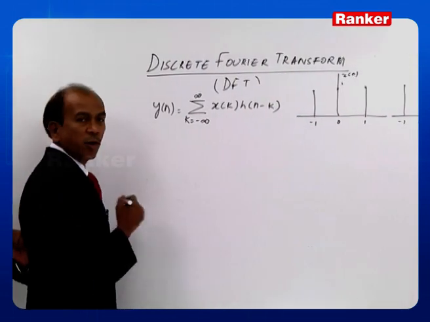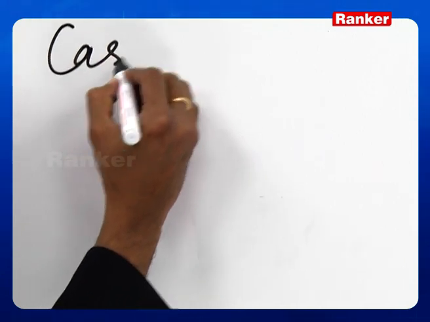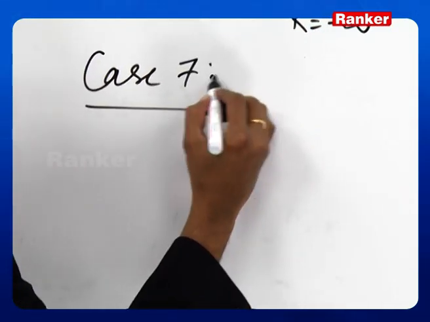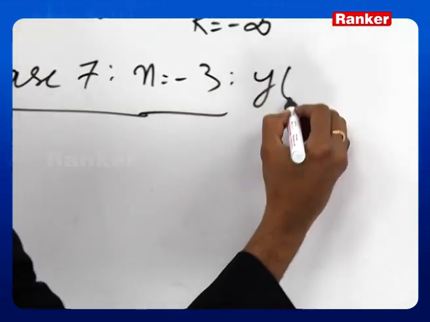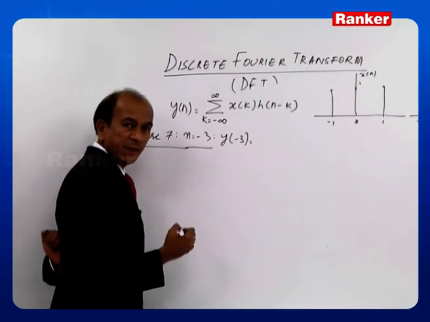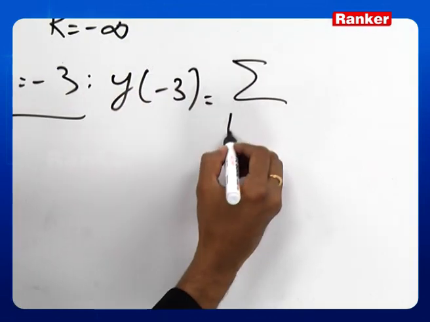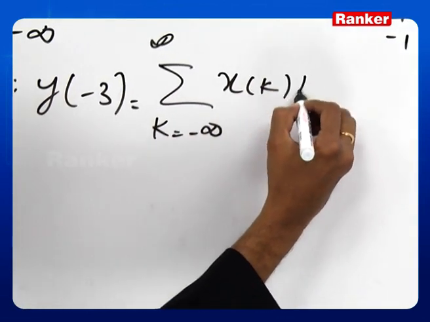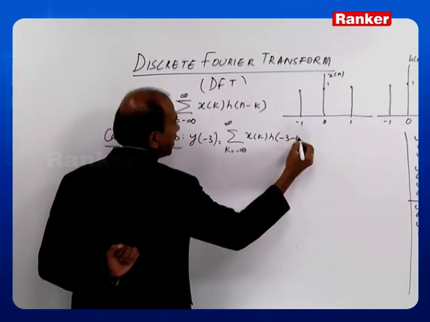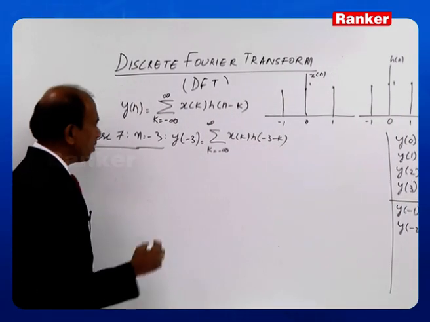Let us similarly look at the other case, where n is equal to minus 3. Here n is equal to minus 3 for us. So, what is y of minus 3 here? y of minus 3 will be the summation over k from minus infinity to plus infinity of x of k, h of minus 3 minus k. So, let us see what is the value of this.